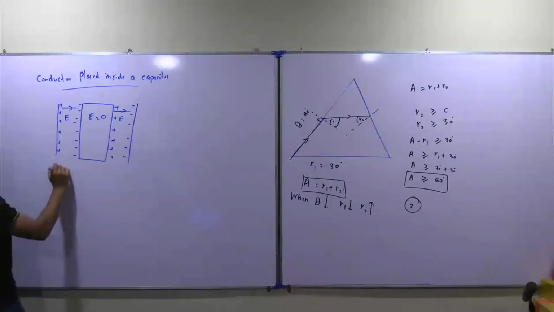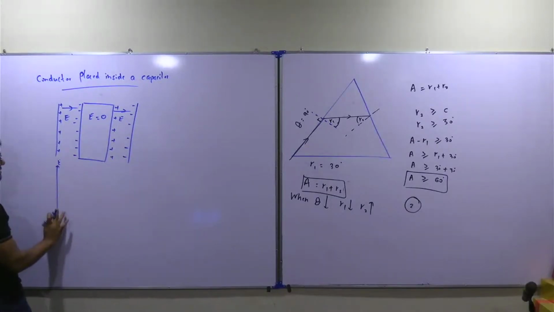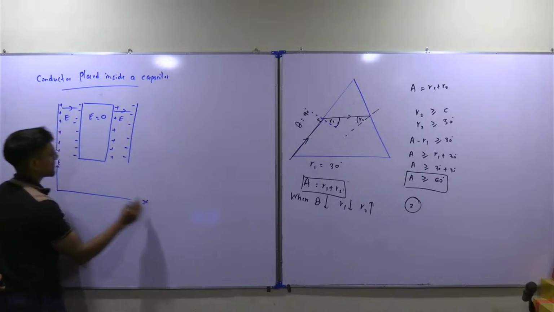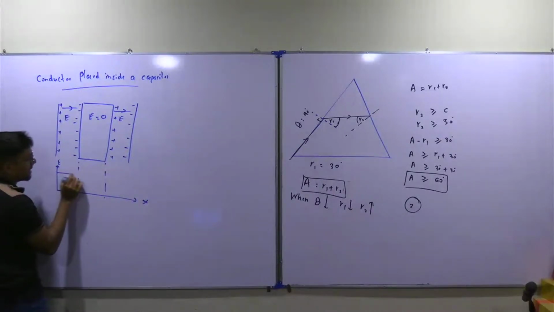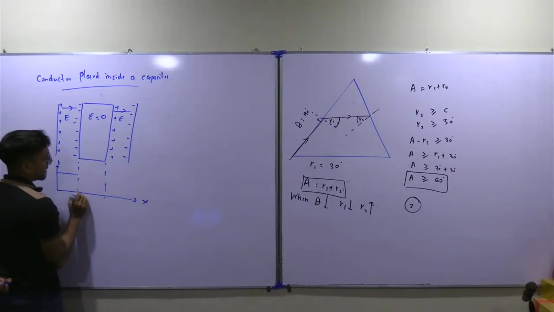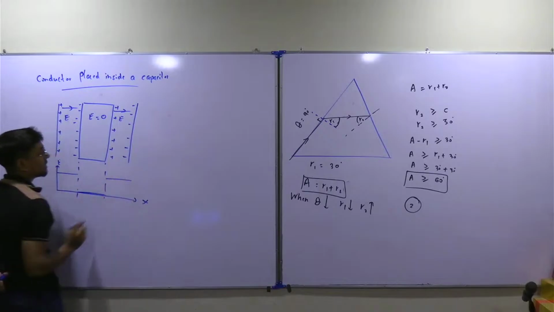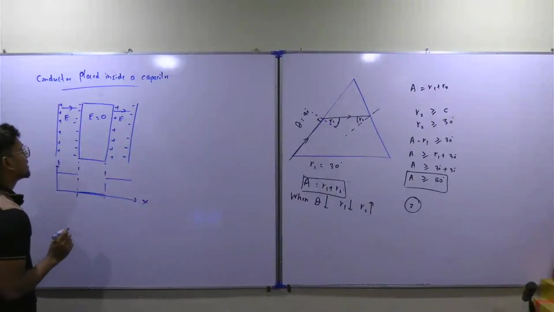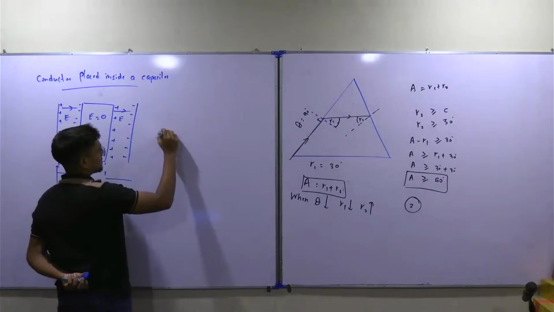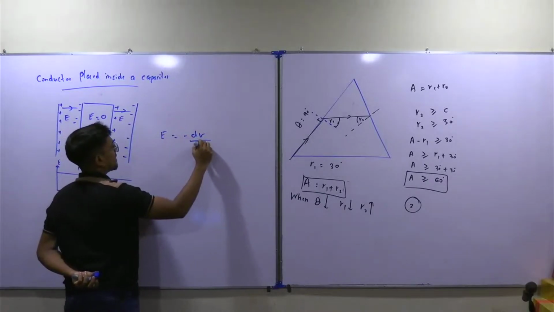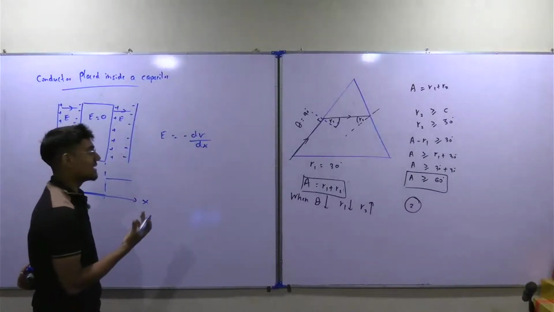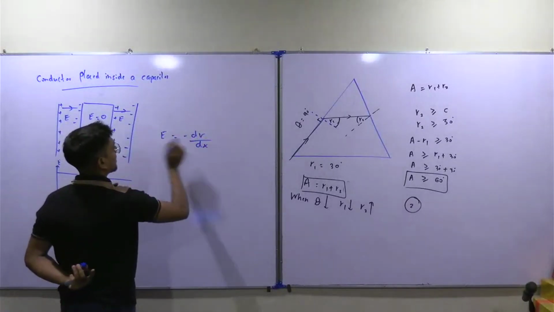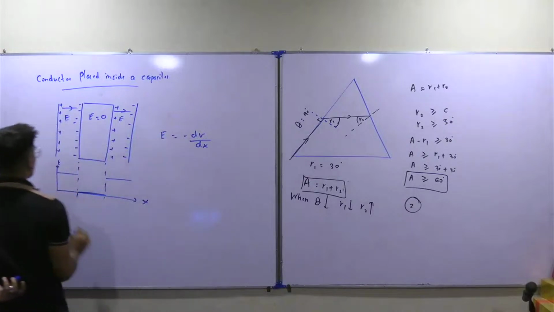So if you draw the electric field strength versus distance graph, it is like this. From here to here, constant electric field strength. From here to here, zero electric field strength. From here to here also the same. Can you remember there is an equation like this? E equals minus dV by dx. dV by dx is the potential gradient. That means the gradient of the potential versus distance graph is the potential gradient, which equals the electric field strength.